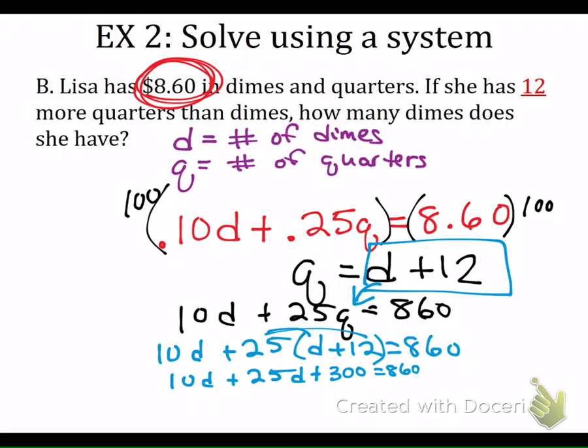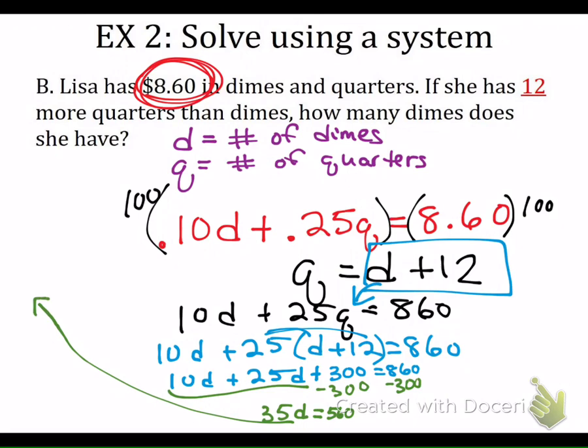Combine like terms, good. Are you guys okay if I combine like terms and subtract 300 at the same time? Do whatever rocks your boat. I'm just out of space and I don't want to start erasing. All right, so this is going to be 35D equals 560. So I need to do 560 divided by 35. I'll write it over here. D equals 16. Boom. Is that all we have to do for this one?